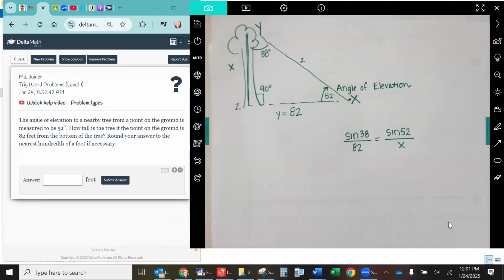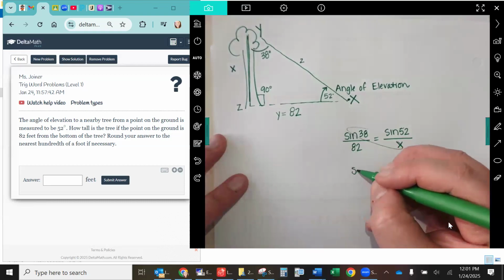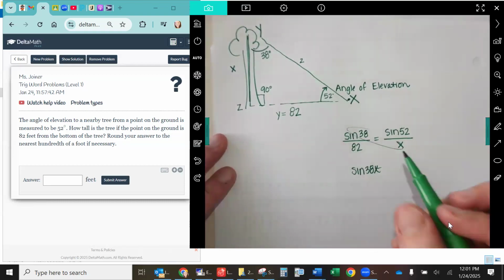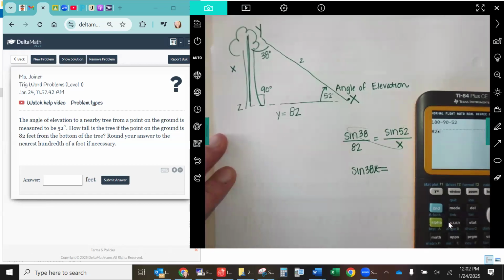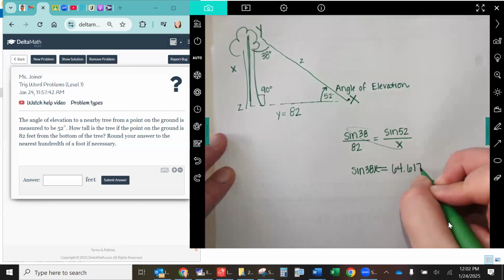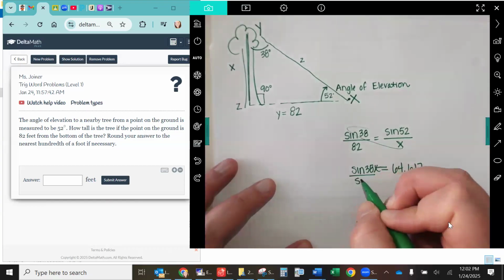Okay, then from here, cross multiply, solve it, you should be able to do it. So sine 38 times X would just be sine 38 times X. The other diagonal, we are actually going to multiply out. So 82 times sine 52 gives me 64.617. And then what's my last step to solve? Divide that sine 38 across to the other side.